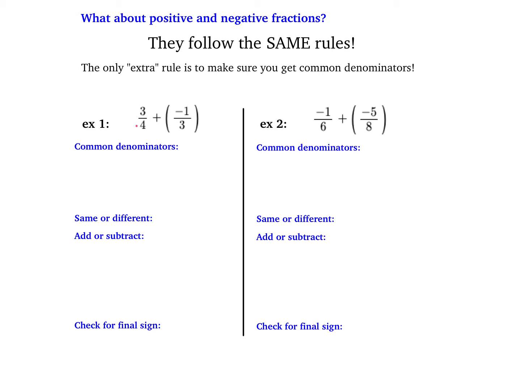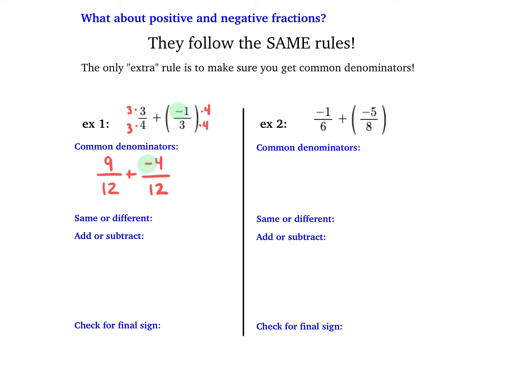So to get fourths to 12ths, I would need to multiply by 3. To get thirds to 12ths, I would need to multiply by 4. So 3/4 would be the same as 9/12, and -1/3 would be the same as -4/12. Notice when I got my common denominators, I kept the original sign even after I changed them.